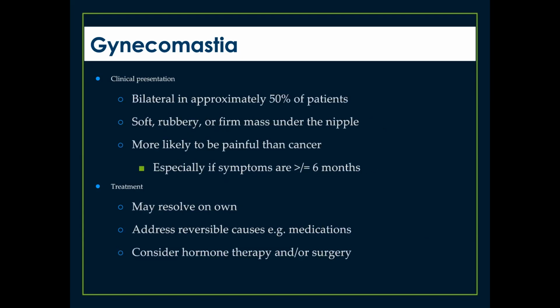So clinically, your patients may present with either unilateral disease or, in a significant number, bilateral disease. And it may be felt as a lump under the nipple. If so, typically this would be somewhat on the softer side, but could be firm. And it's more likely to be painful than breast cancer, particularly if the patient has had these symptoms for some time, greater than or equal to 6 months.